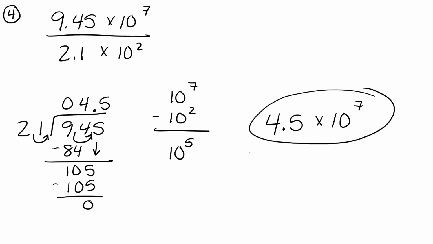We don't have to move any decimal points in our answer because the decimal point is already behind the first number, 4. The answer stays 4.5 times 10 to the 7th power.